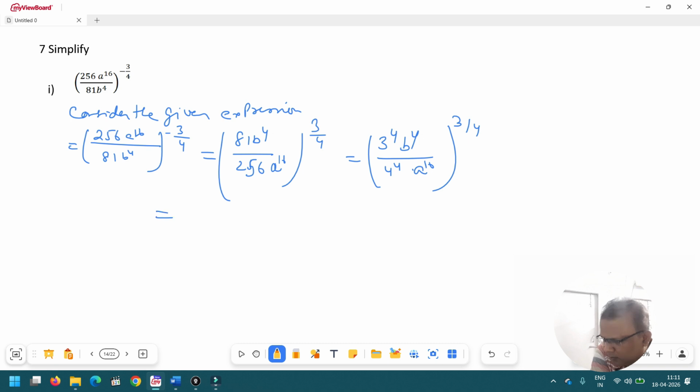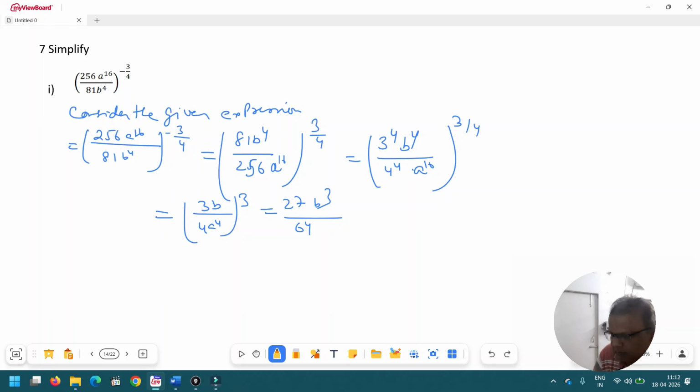is equal to 3 का पावर 4 e का पावर 4 equal to 3 is equal to 27 b का पावर क्यूब बटे 64 a का पावर 12 equal to 27 बटे 64 e का पावर -12 b का पावर 3. That is the answer.